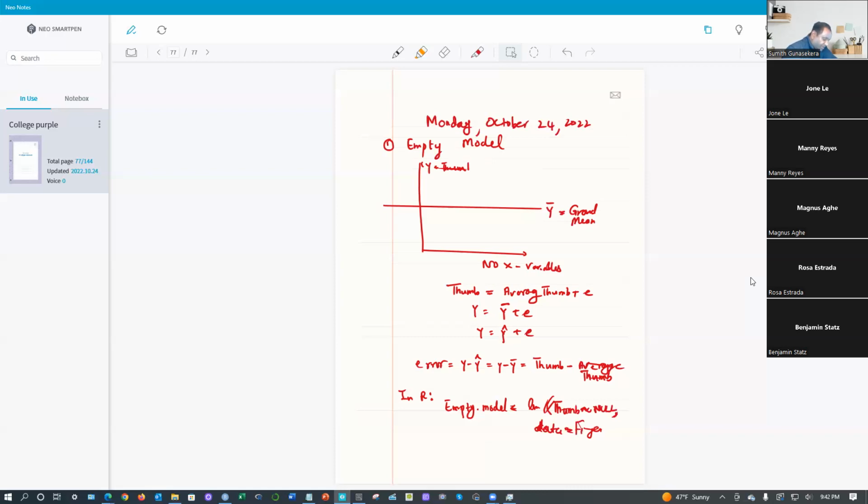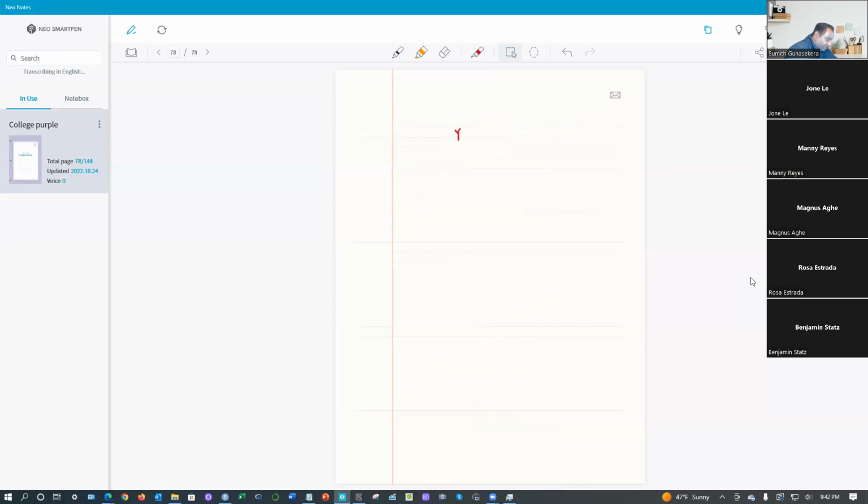Then you get what? You get beta naught. Beta naught is y bar only. That's why we say that y hat is nothing but b naught, y bar. Same thing. The average height.